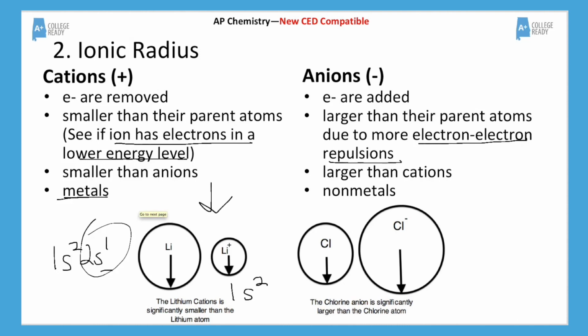3p5. So I'm going to write that. Those are its valence electrons. And when it gains that one electron, because it's -1, it's 3s2, 3p6. So you can't just say chloride is larger because it has 1 extra electron. It's really not about that. It's because that 1 extra electron experiences more electron-electron repulsions and the cloud expands. So don't just say 1 electron makes it bigger. You have to go deeper than that.